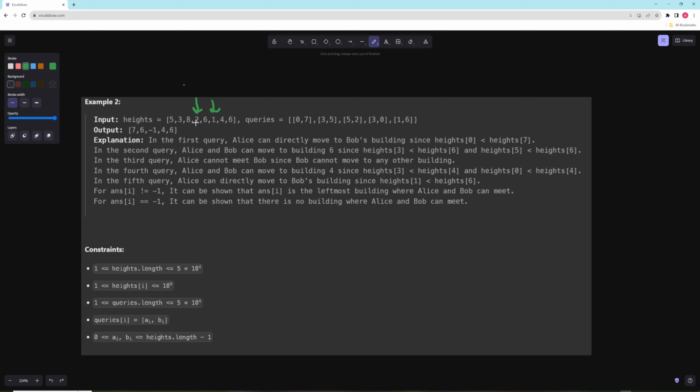So if it can't move to the one to the right, then they both have to move to the first building that's bigger than both of them, which is right here. So that's index 6. Yeah, and that's what it is.